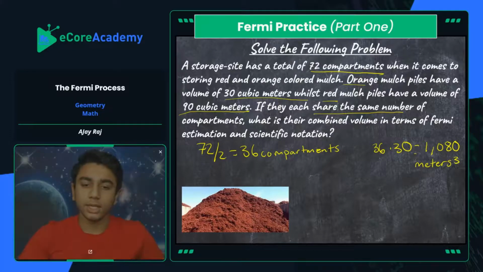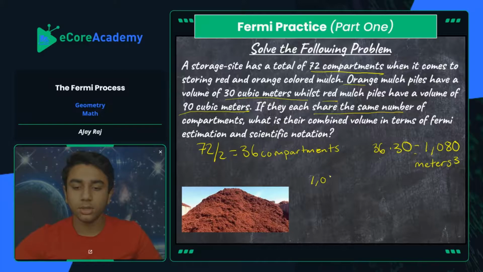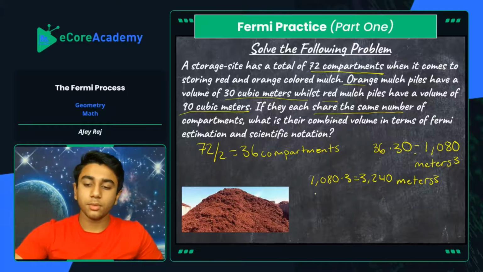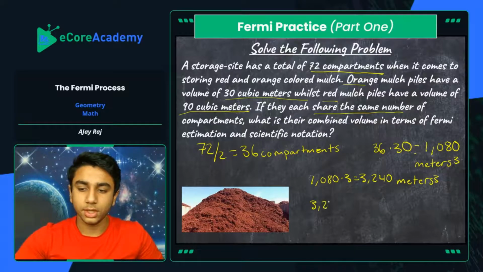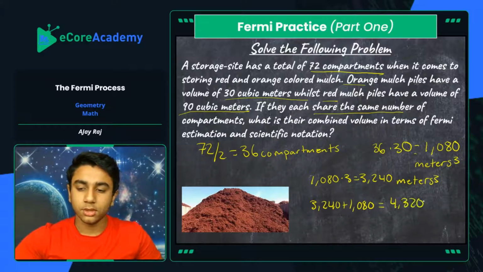And then afterwards, we have our 90 cubic meter piles for red, and they have the same amount of compartments, 36. So all we need to do is multiply 1080 by 3, because we have 3 times as much in each pile. We get 3,240 cubic meters. Then we're going to add these values together: 3,240 plus 1,080 cubic meters. We get 4,000, and 240 plus 80 equals 320. So it's 4,320 cubic meters.